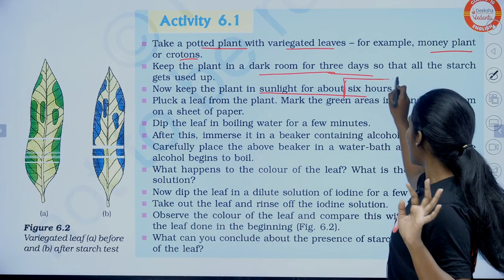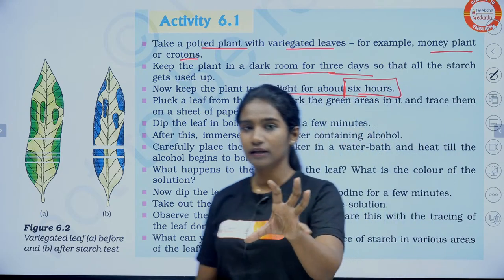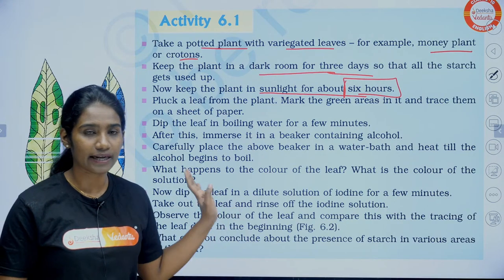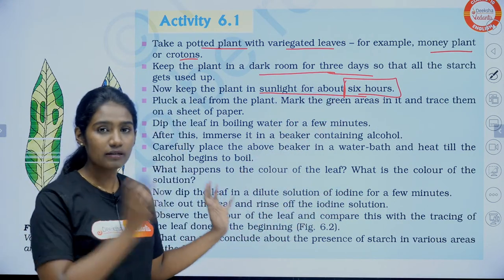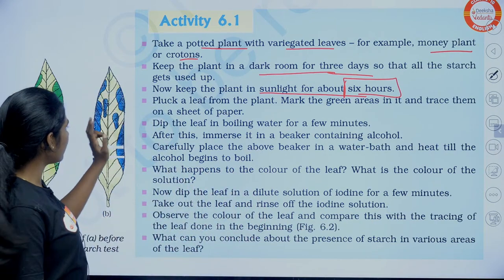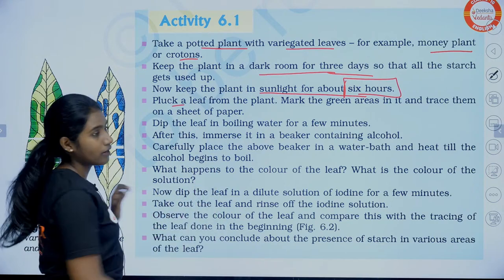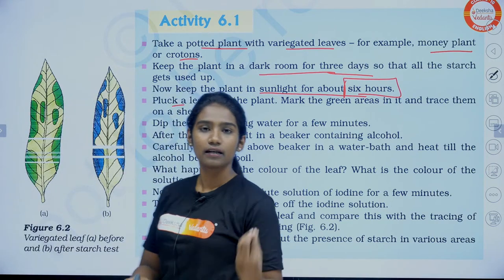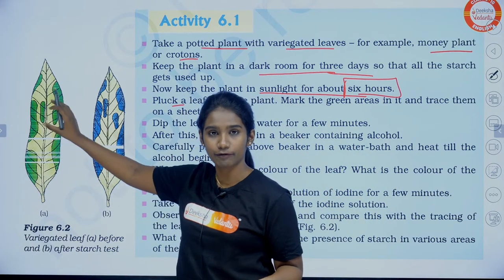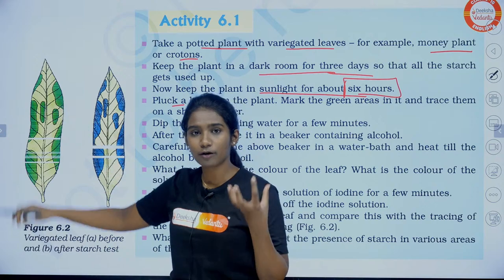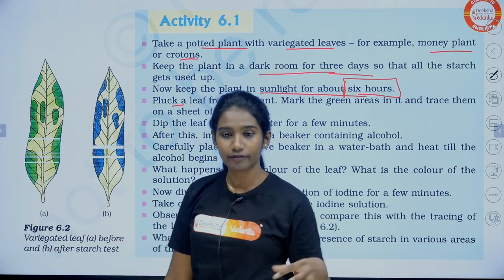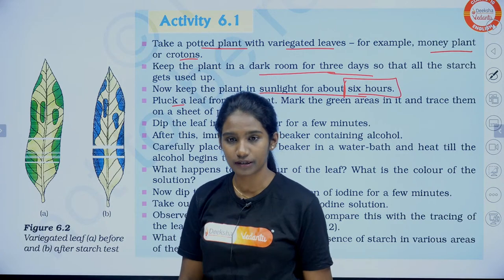So now what are we doing? After 3 days we are placing that plant in an area where there is proper availability of sunlight for 6 hours, because in that 6 hours we want photosynthesis to take place. Okay, clear? So now what are we doing? Now we want to check whether the entire leaf has performed photosynthesis, or only those regions where it is green in color, whether that part has performed photosynthesis or not.